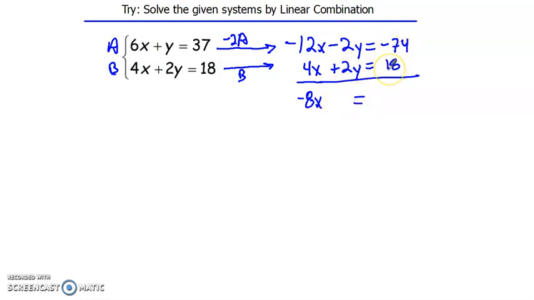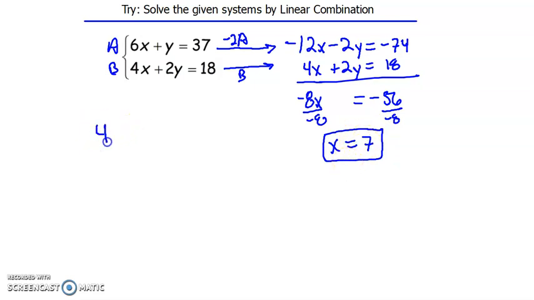And negative 74 plus 18 would be a negative 56. Divide by negative 8, and you'll find out that x equals 7. Once we know that x equals 7, that's half of our answer. We can plug that back in again to one of my equations. So 4 times 7 plus 2y equals 18, which means 28 plus 2y equals 18.